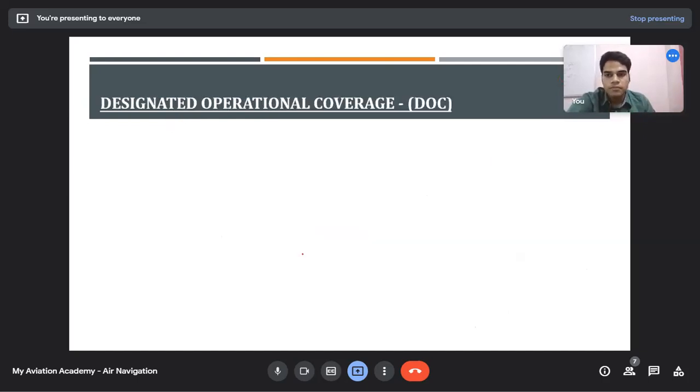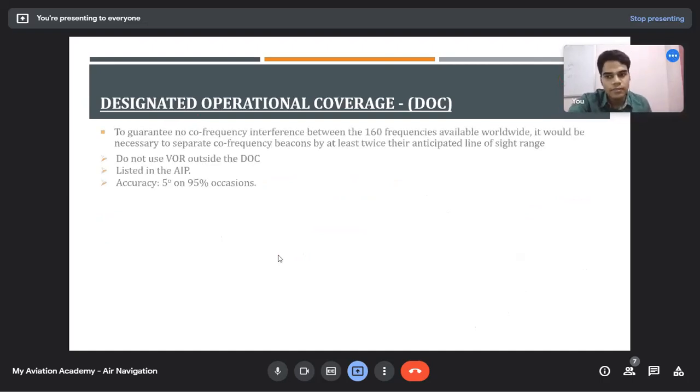Now let's come to DOC, which I was talking about in all the previous lectures. DOC, what is that? Designated operational coverage. Now we'll explain what that is. It guarantees that two particular facilities don't have their signals combined, or fluting does not take place. Between the 160 frequencies available worldwide, we have the channels 108 to 117.95 MHz, this is the megahertz band.